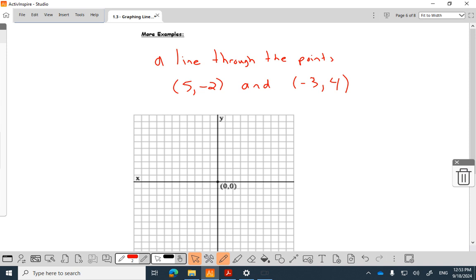Okay, I don't want to rush you. I want you to have time to think. I don't want to bore you. Do you need more time? Okay, is there a point to use? 5, -2. Let's put that on there. 1, 2, 3, 4, 5, -2. Right about there.